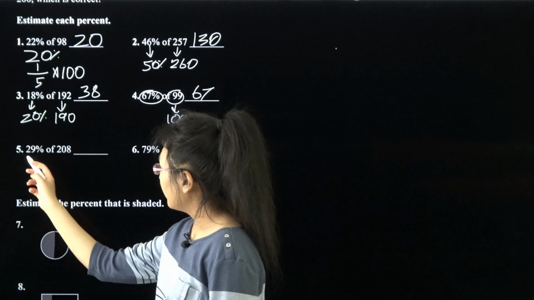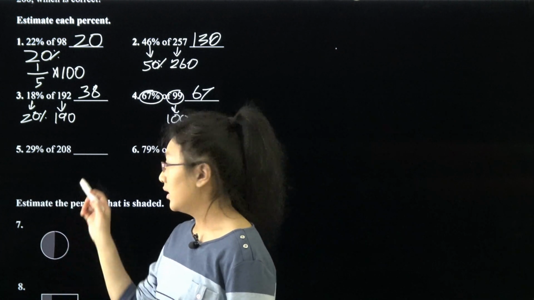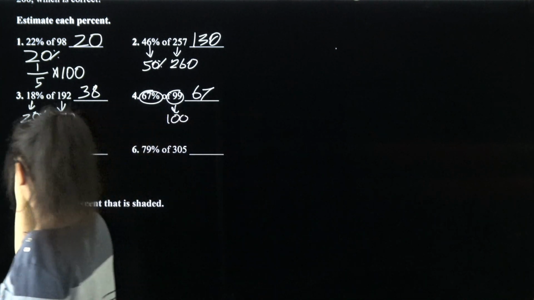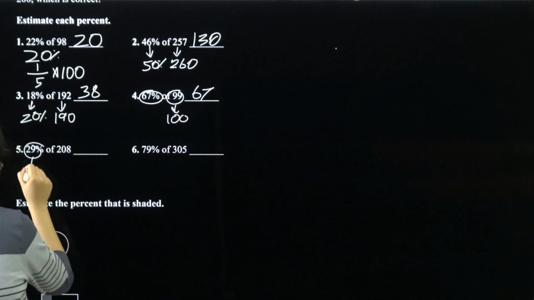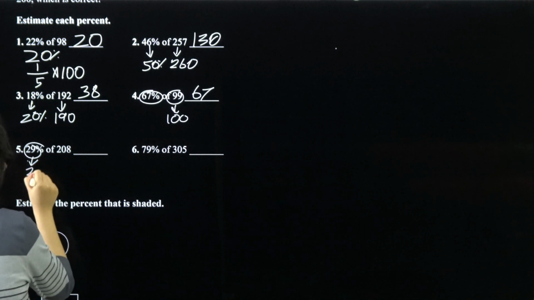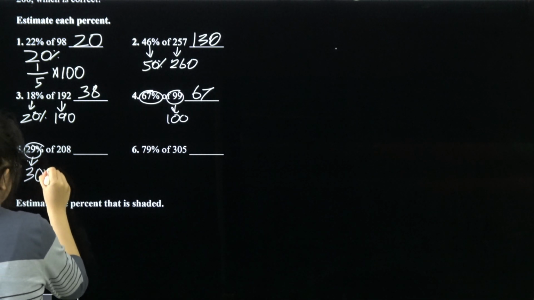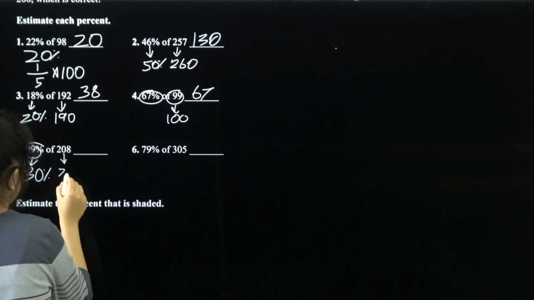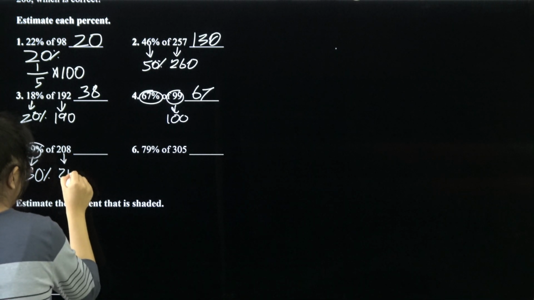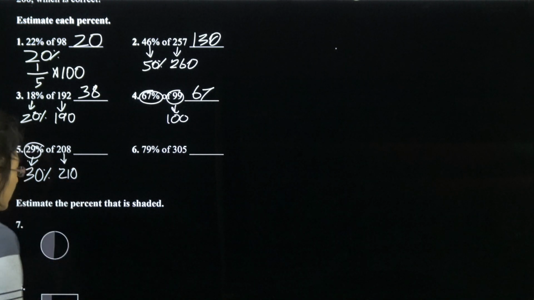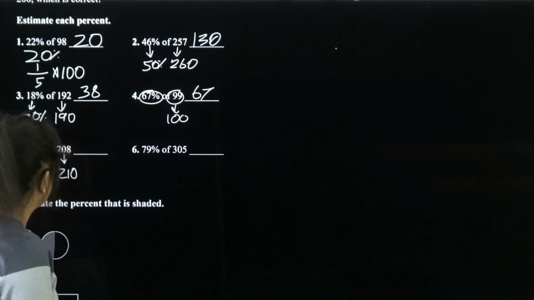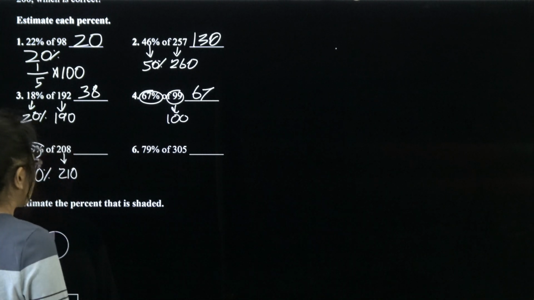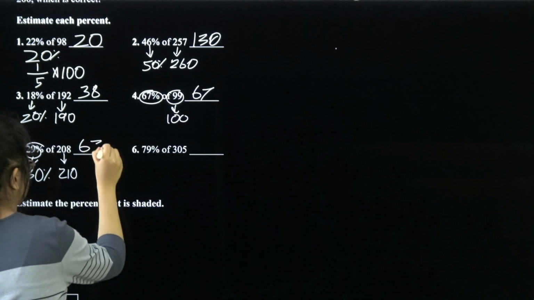Now, 29% of 208, you can say that 29% is close to 30%, and 208 is close to 210, so 30% of 210 is really just a fancy way of saying 3/10 times 210, which is 63.